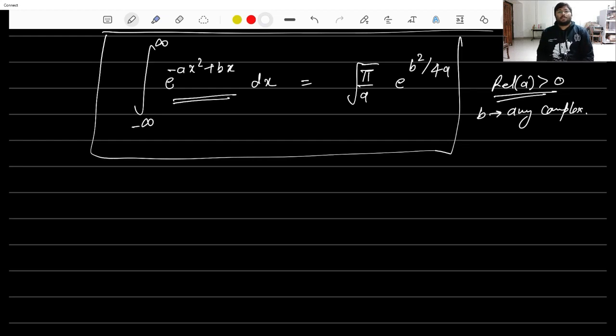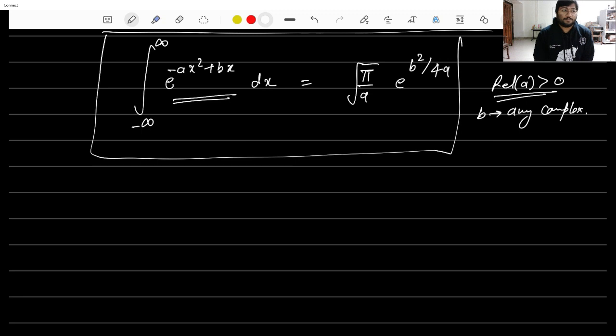Hello students. In the previous video we learned the one dimensional Gaussian integral and we saw its two extensions. One was e to the power minus ax square, and another was e to the power minus ax square plus bx. The last one is called the shifted Gaussian integral, and we didn't derive that. I told you to do it yourself and verify it in the next video. So today we will derive it and you will verify it. After deriving the shifted Gaussian integral, we will shift to the higher dimensional Gaussian integral.